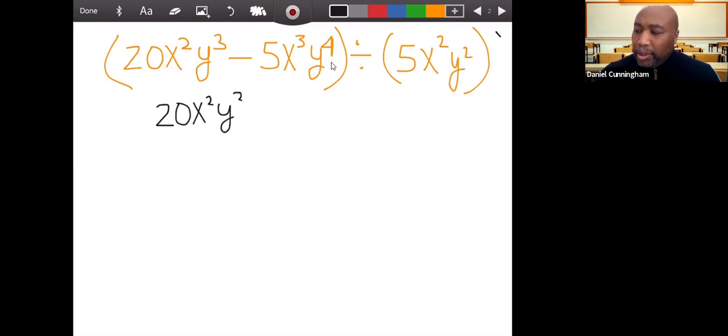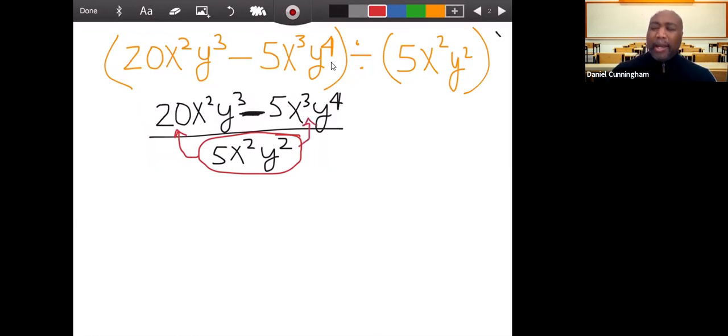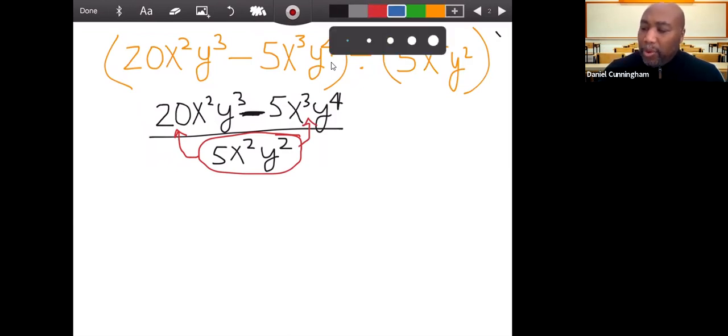So the first thing I'm going to do is write the problem down like this. So this is two terms, and then this is 5x squared y squared. So what this is saying, since I'm dividing by one term, I'm going to divide this into the first term of the top and also the second term on the top. So let's do that. Start with the coefficients, then the x's, then the y's, to see what happens when they cancel. So 20 divided by 5, in this case, we have 4.